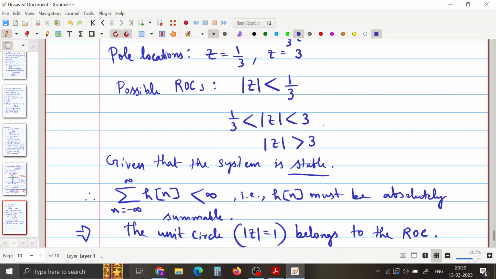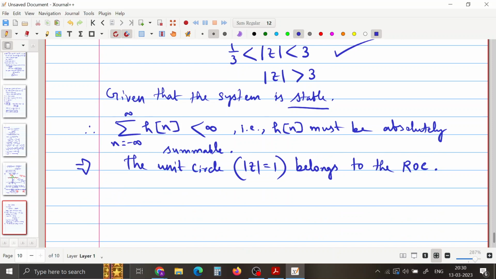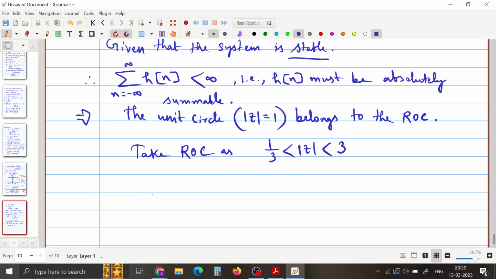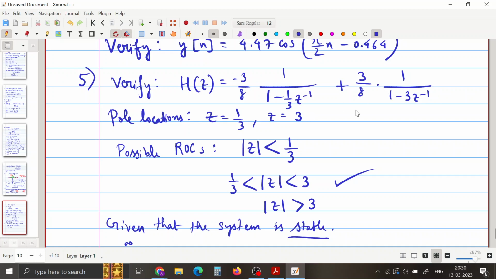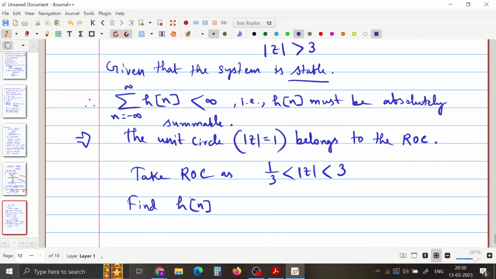Out of these three, yes, Venkat? Sir, whether we can take a second condition? Exactly. So this one includes mod z equals 1, the unit circle. So this is our correct choice of ROC. So you take the ROC as this, and then find h of n. H of z you already know, and this you also need to verify. Then find h of n.